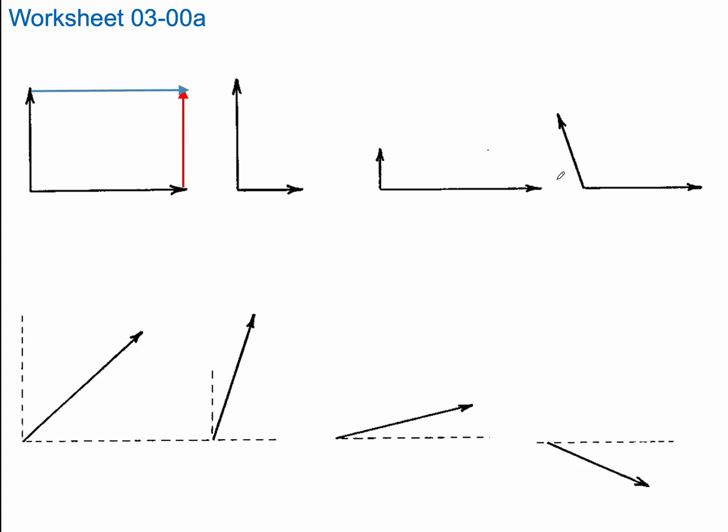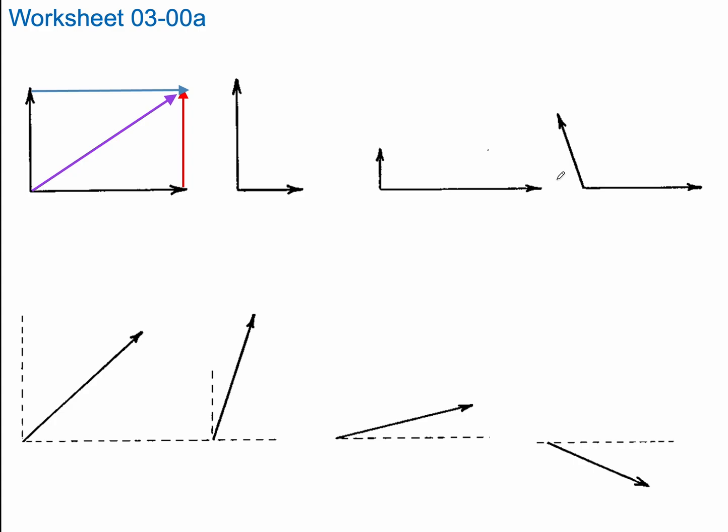In either case, though, the resultant points from the tail of the first vector I'm adding to the head of the last vector I'm adding. So in this case, it would be this purple vector pointing from the starting point to the ending point. And that would be my resultant. You can figure out the other two.